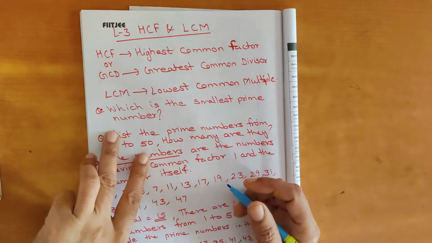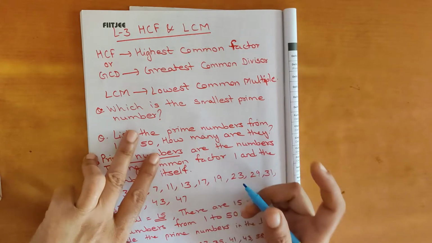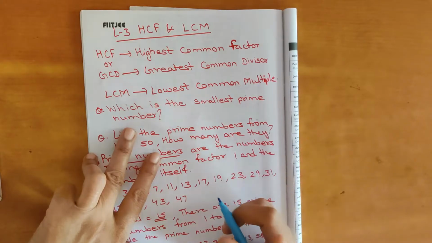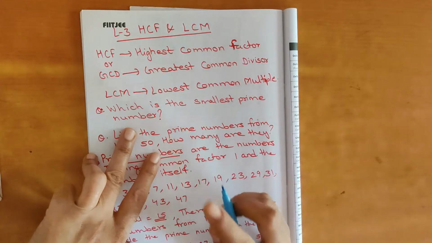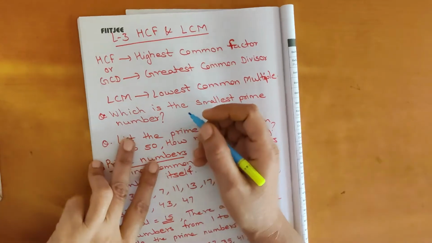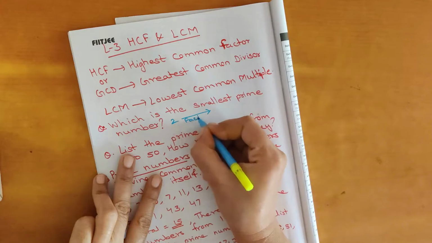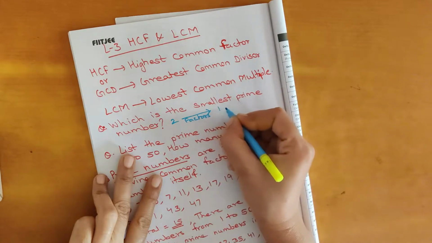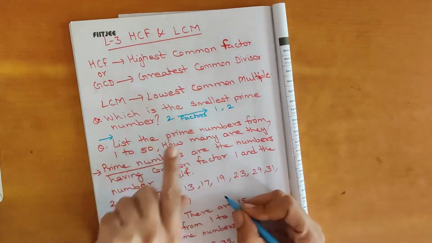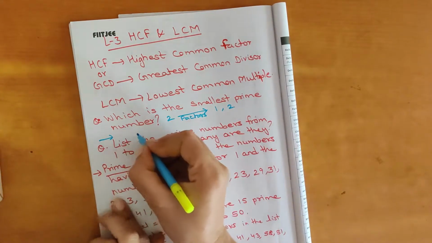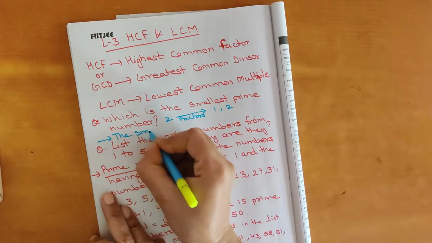So next comes 2. If you see, 2 is the smallest and it is an even number also. If you see 2, it has 2 factors, that is 1 and the number itself. Factors of 2 are 1 and 2. So, which is the smallest prime number? The smallest prime number is 2.